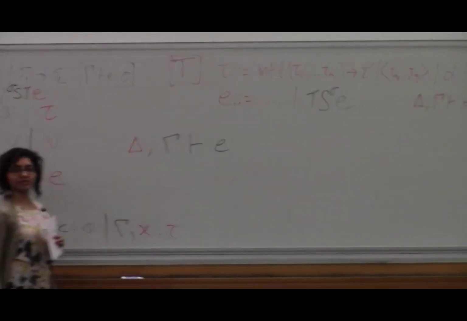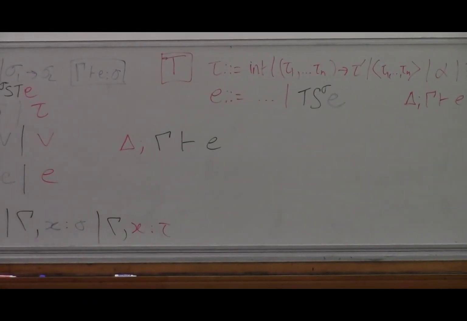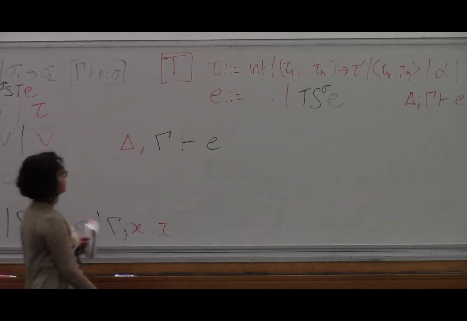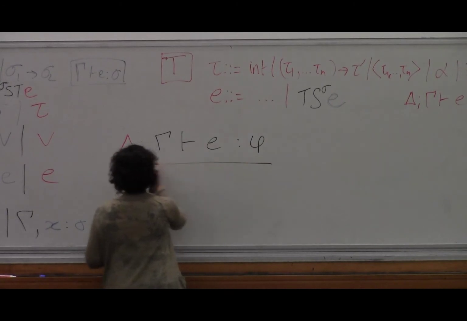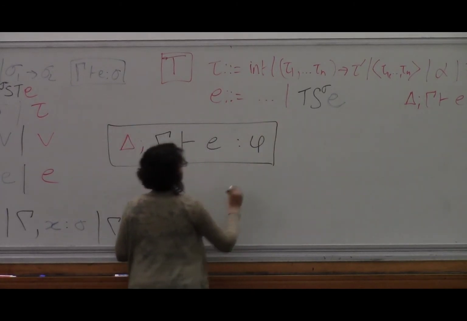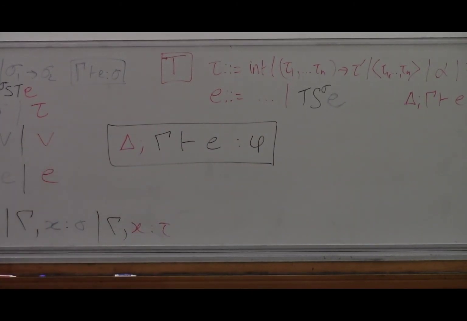All right, so that sets me up. I have a black gamma. I can type check multi-language expressions, which are the black expressions, which might be blue or red on the inside, and they will have type sigma. That's the shape of my multi-language type checking judgment.